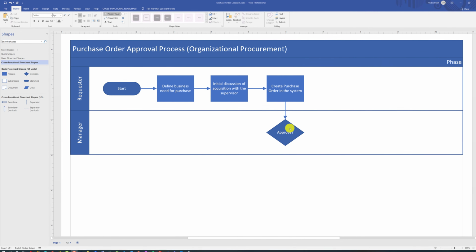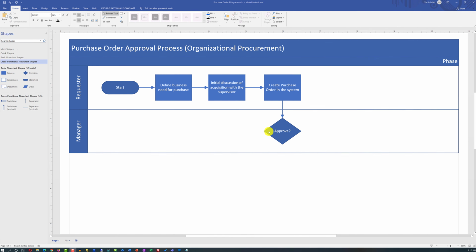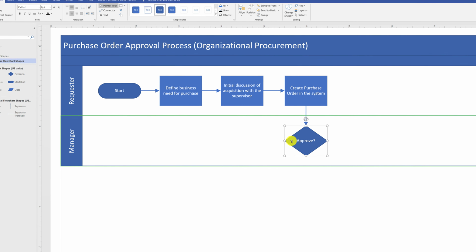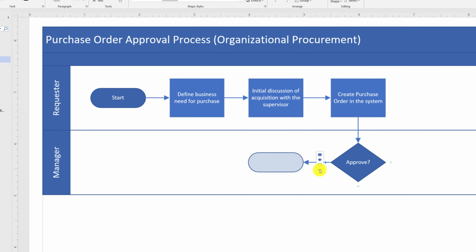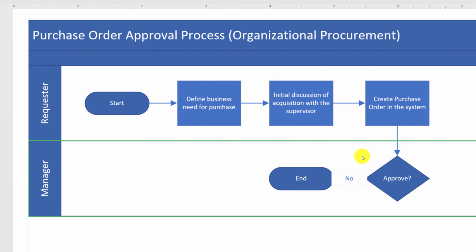Typically, for the decision shape, there is one input and multiple outputs. One output might be when the manager doesn't approve the request. We need to show it with the N shape. And to show the branch of not approving, we double-click on the line and type the text. If the manager approves the request, it needs to go to the procurement department for processing.